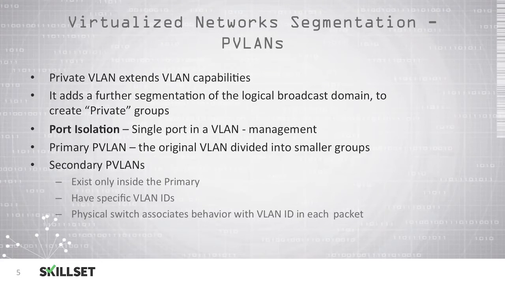Your primary private virtual LAN is the original VLAN, which is then divided into smaller groups. Secondary private VLANs exist only inside the primary VLAN. They have specific VLAN identifiers, and the physical switch associates the behavior with the VLAN ID in each packet. You should remember for the CISSP examination that port isolation is important to segregate your management systems to prevent unauthorized individuals from accessing and modifying your network settings.